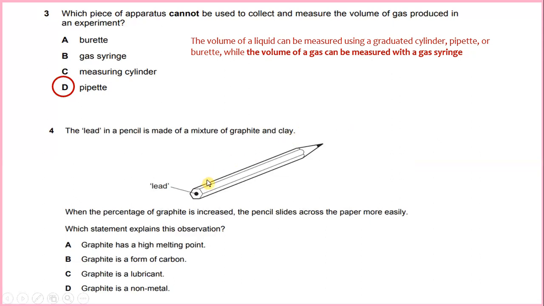The lead in a pencil is made of a mixture of graphite and clay. As an example in this diagram, the pencil, and in the middle of it will be the lead. When the percentage of graphite is increased, the pencil slides across the paper more easily. Which statement explains this observation? The answer for this would be graphite is a lubricant.